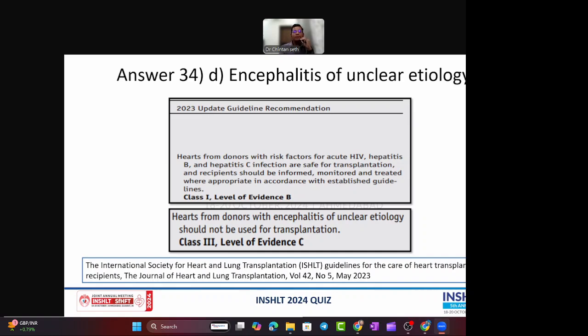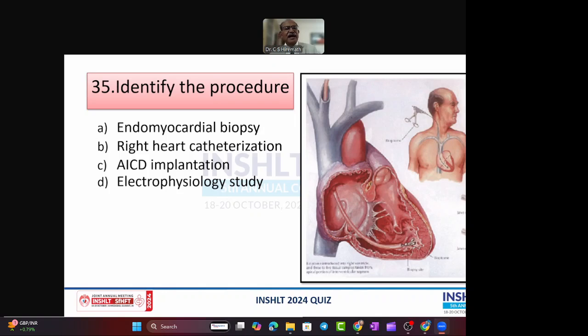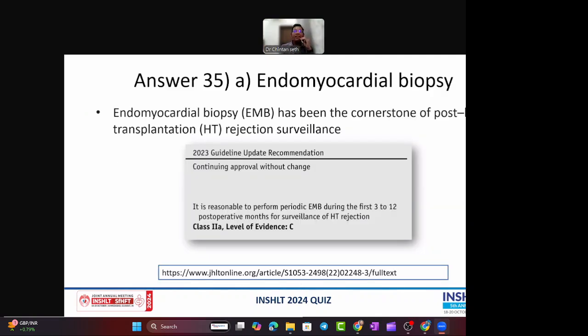Okay. Fine. Next slide, please. Identify the procedure. Yeah, so here the answer is endomyocardial biopsy, and that was the bioptome shown in the figure. Endomyocardial biopsy is still the gold standard for surveillance of heart transplant rejection. Now there are many other methods, like liquid biopsy and MRI coming, but still endomyocardial biopsy is the gold standard if you want surveillance for rejection after heart transplant, and it is done at 1 month, 3 months, 6 months, and 12 months. So four in the first year. Different institutes may have different guidelines, but we follow this guideline. So that procedure was endomyocardial biopsy.